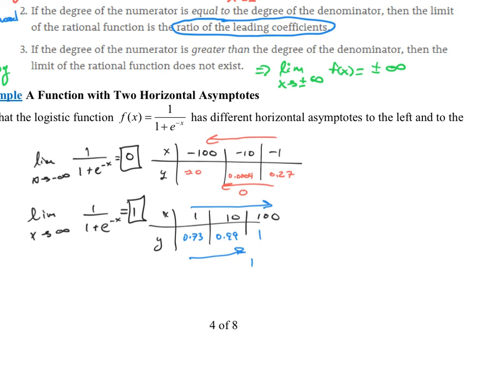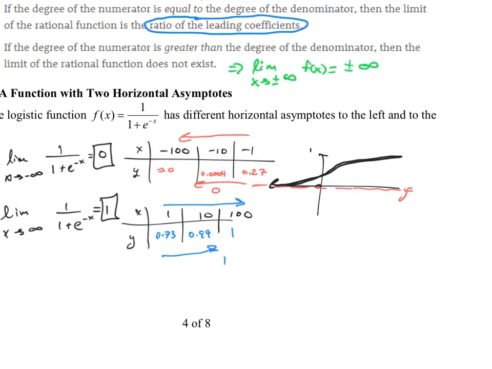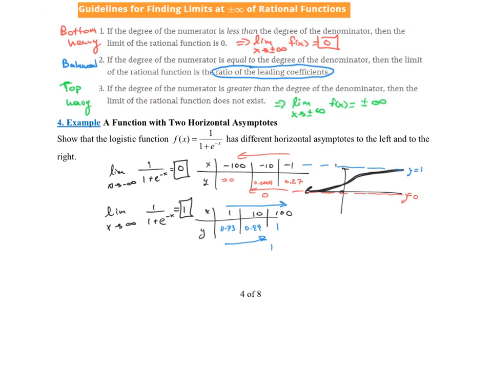Really, really cool example here, something to think about. I encourage you to look at the graph of this. If you graph this on your calculator, here's what you're going to see: here's a y value of 1, here's the y value of 0. You're going to see something that looks roughly like this, I believe. So as I approach going to the left, I approach the horizontal asymptote y equals 0. And as I approach going to the right, I approach the horizontal asymptote y equals 1. So a really cool thing to see here is that a function can have 2 different horizontal asymptotes.